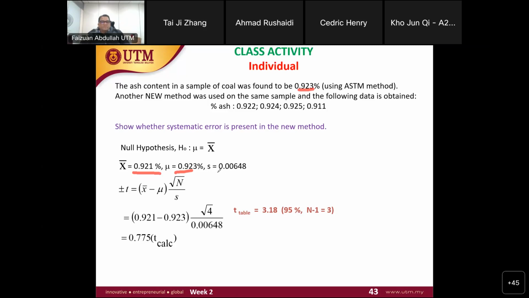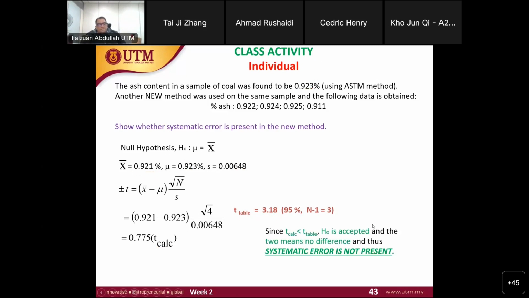And then we calculate s. Put into the formula. So we got the t calculated, and then the t table is 3.18. So what happened? Since the t calculated is lower than the t table, the hypothesis is accepted and the two means have no difference and systematic error is not present. We can accept the new method.